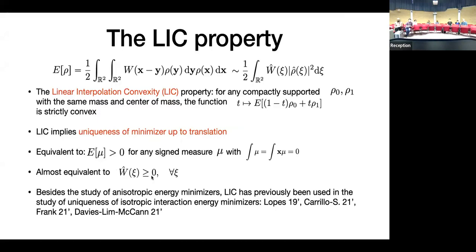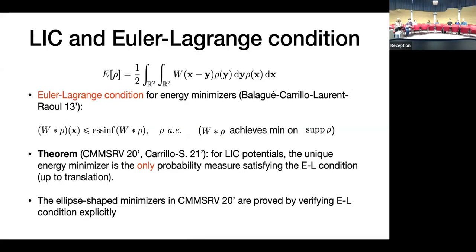Okay, so this linear interpolation convexity has been classically used for many different types of energy minimization problems. And about interaction energy, I think it gained popularity in both isotropic and anisotropic settings in recent years.